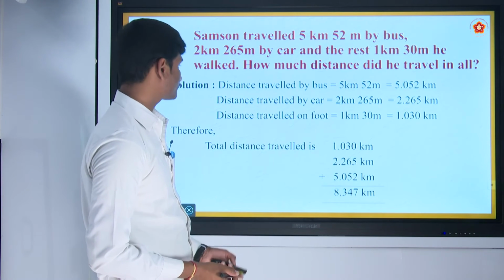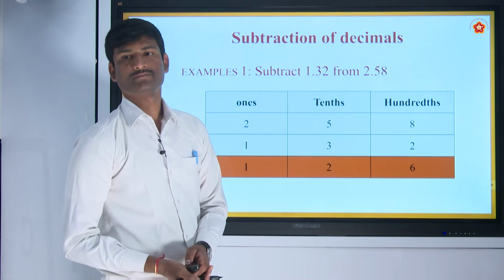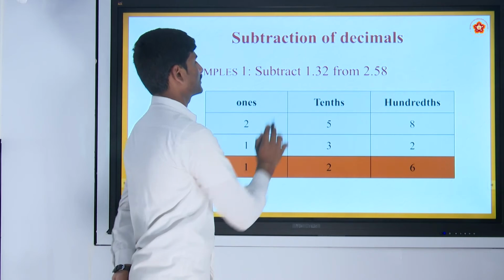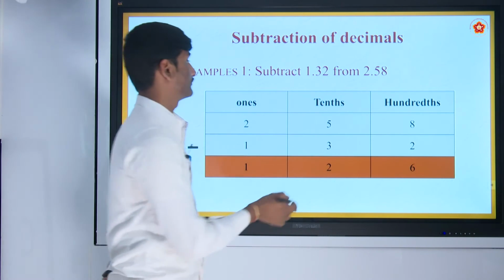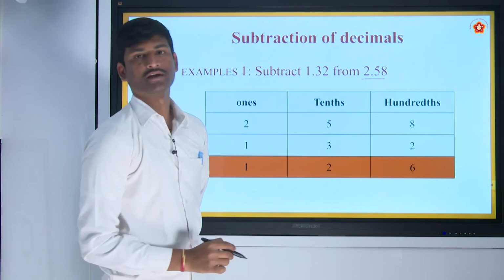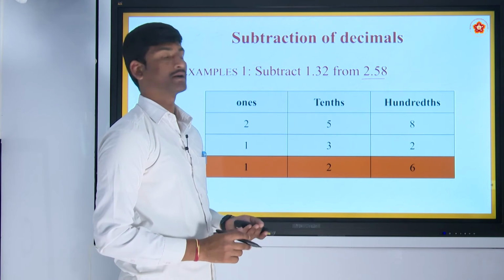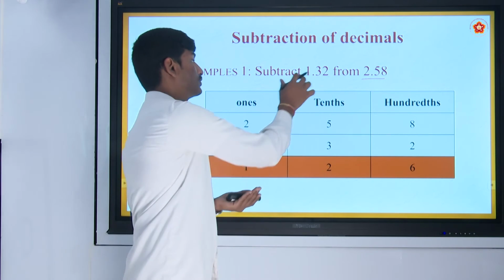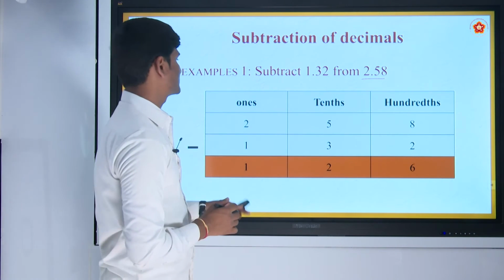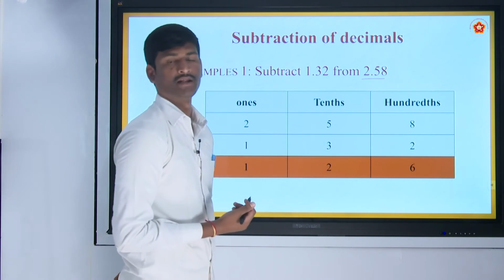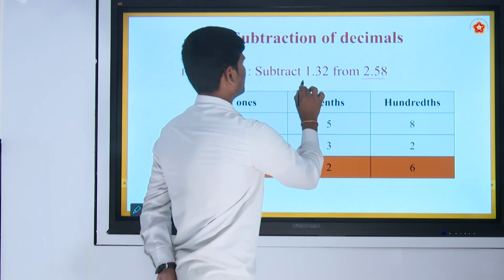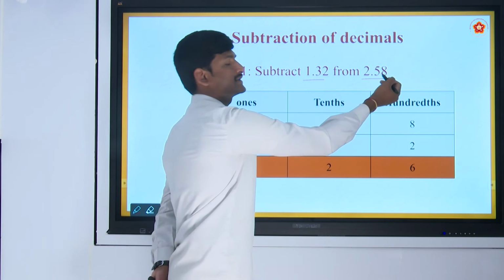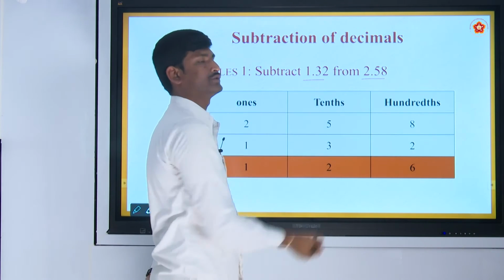Then we go to subtraction of decimals. You already know addition. Now subtraction. Subtract 1.32 from 2.58. We subtract the lesser number from the greater number. First we write the place value numbers. Here 2.58 is the greater number, 1.32 is the lesser number.